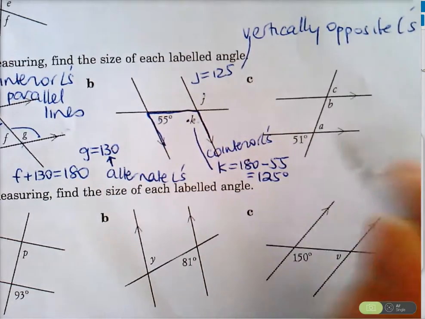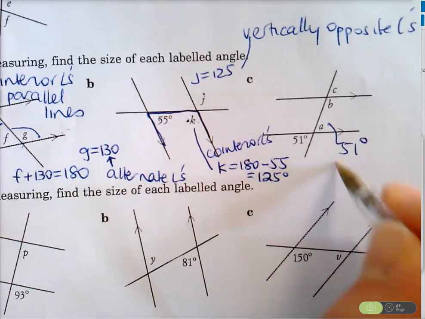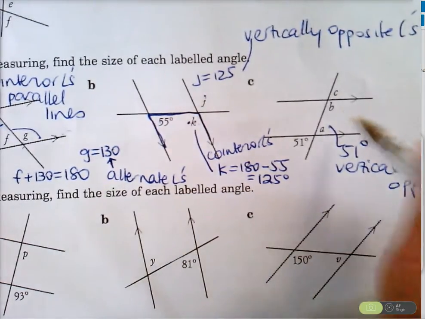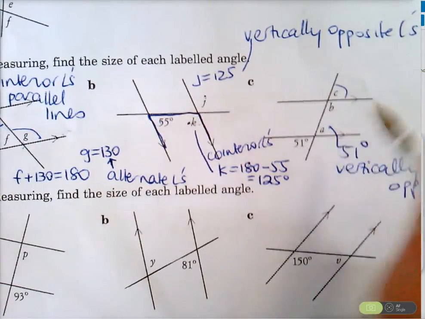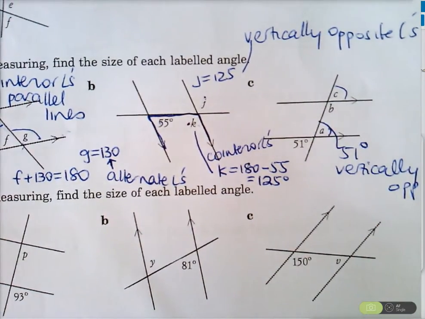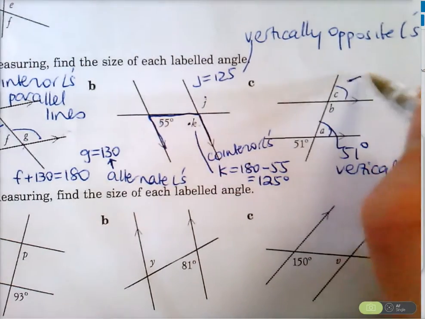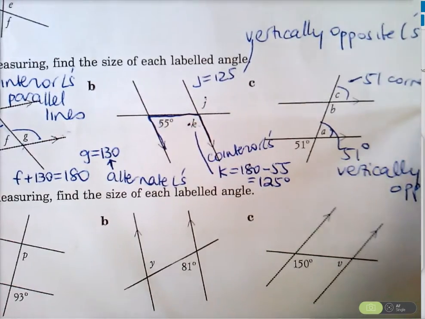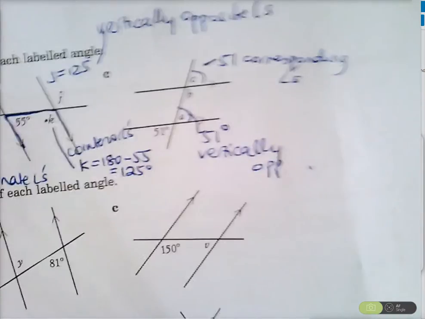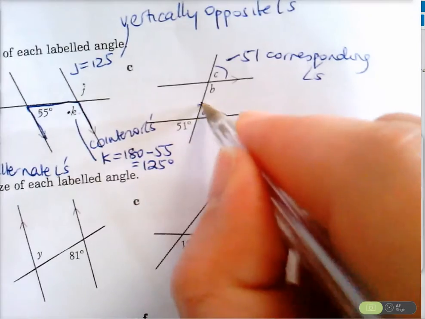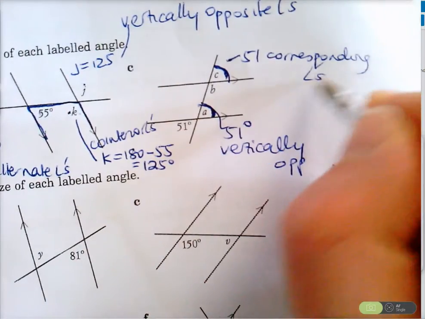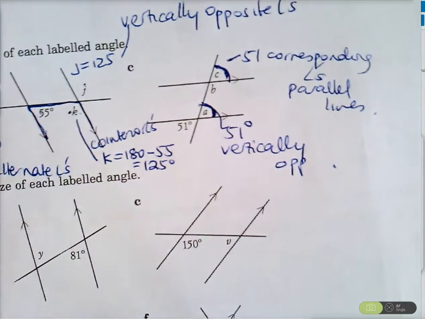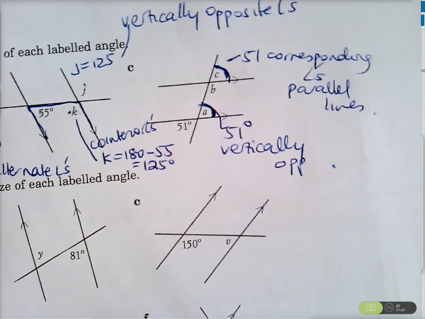What about A here? 51, vertically opposite. What about B? Why don't you do C first, girls? If you know what A is, what's C? Yeah, it's 51. Corresponding. So, girls, the A and the 51 are in the same position. Corresponding angles, parallel lines.